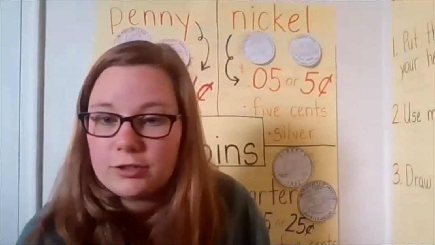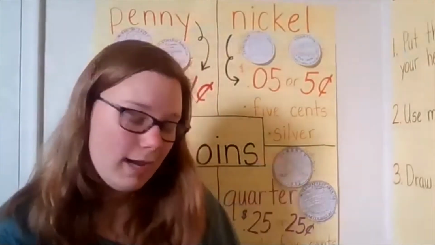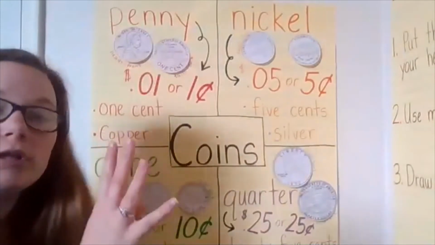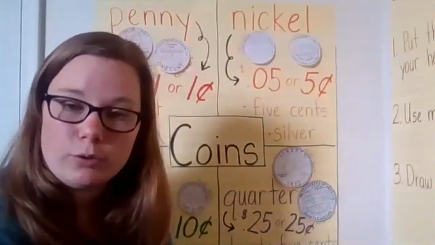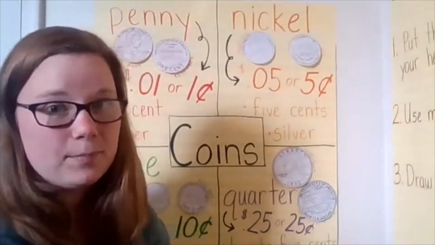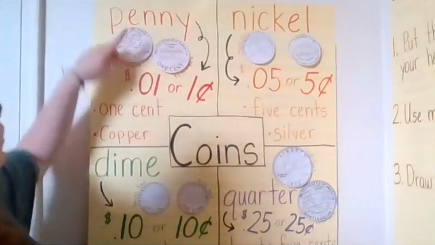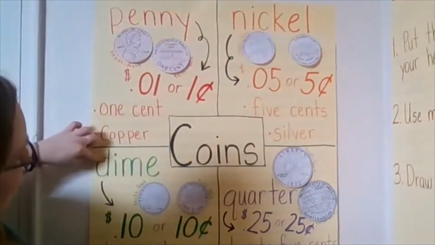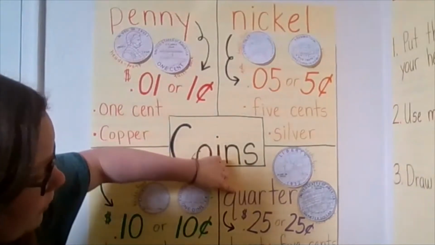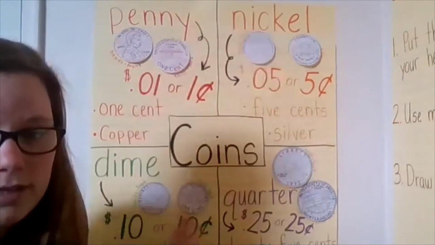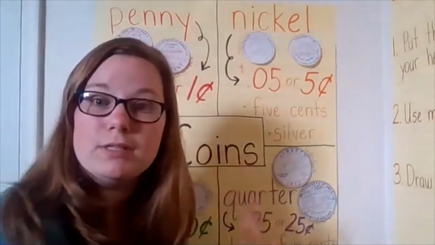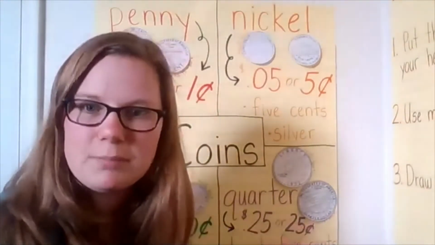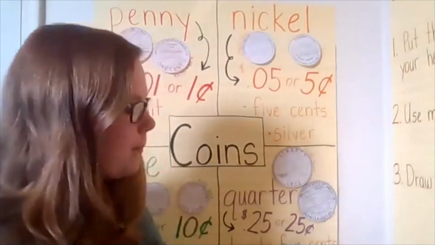To get started, we're going to first look at this chart behind me. On this chart are the 4 different coins that we are going to sort and contrast today. These are our 4 coins. We have a penny, nickel, dime, and a quarter. All of these coins can be used to buy things at the store. Coins are like money, used to buy things from the store.